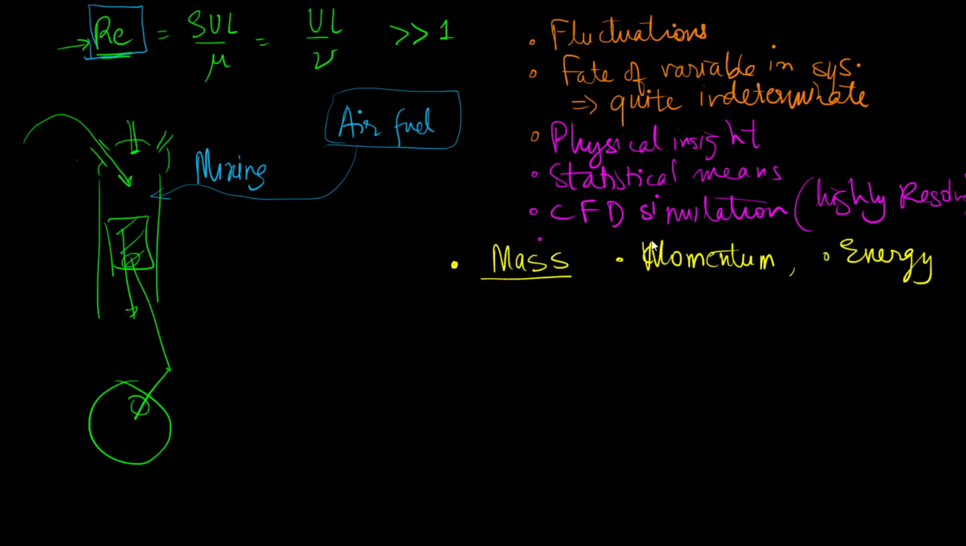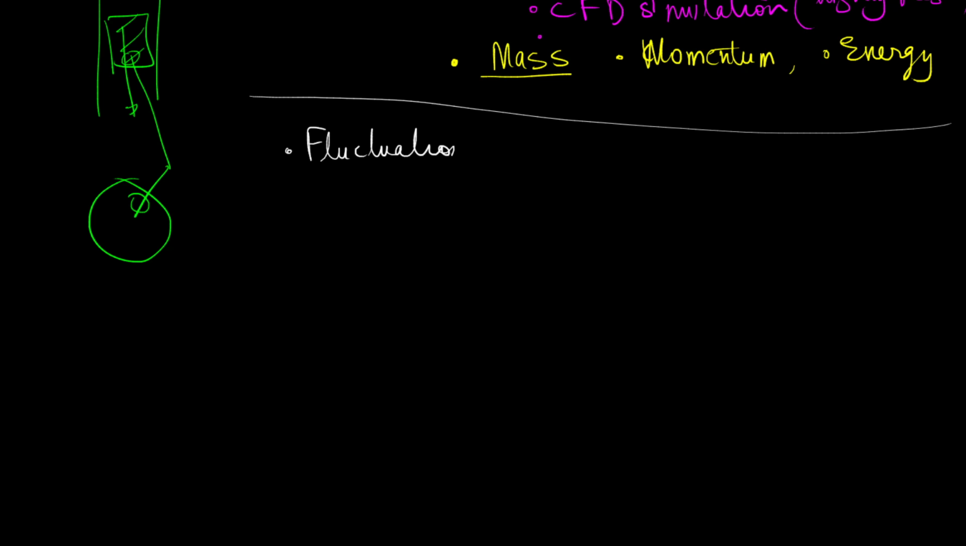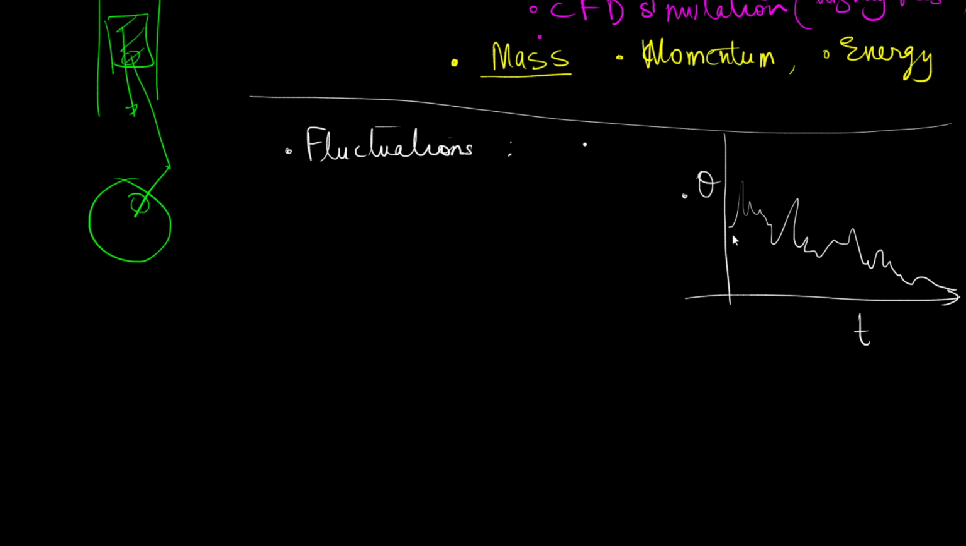So there are some properties of turbulent flows which we will see in all kinds of turbulent flows. The first property we have already discussed is fluctuations. Fluctuations means if you are sitting at a point with a probe and you are trying to plot a property theta as a function of time, you will have a signal like this. It means that there is some broad mean, but there is a fluctuation on top of that mean.